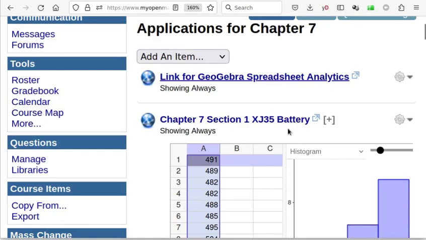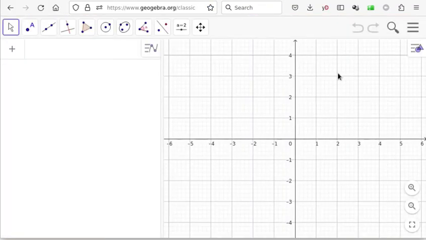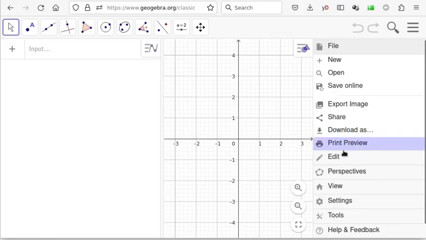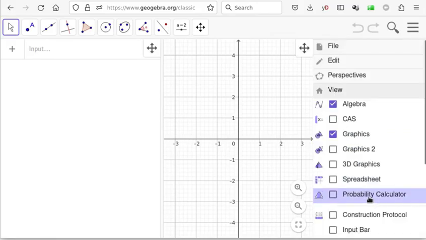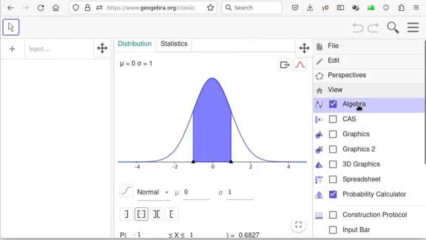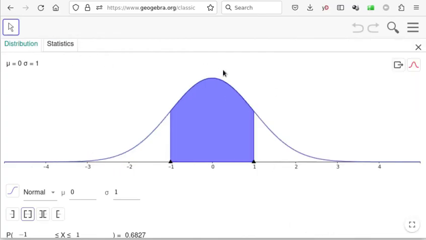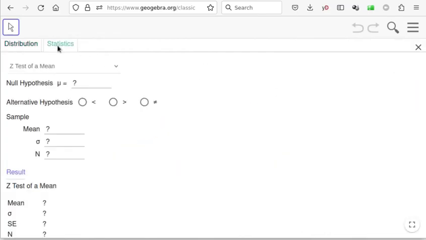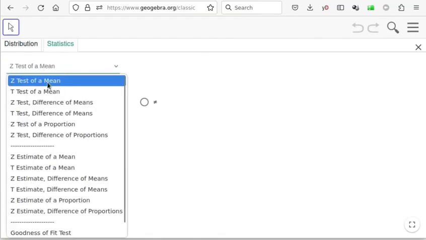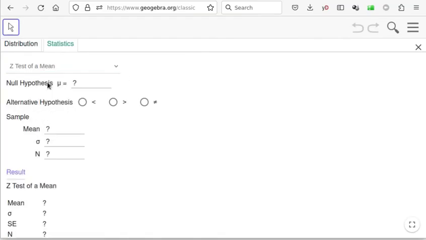So let's go to our applications. Let's launch a GeoGebra spreadsheet. Let's go into View, and let's do a probability calculator this time. We're now going to go into Statistics. So I'm going to click on Statistics. I'm going to make sure that a z-test of a mean is set. Now, the null hypothesis is that the mean is 500. Remember, we have to assume that the manufacturer's specifications are true.